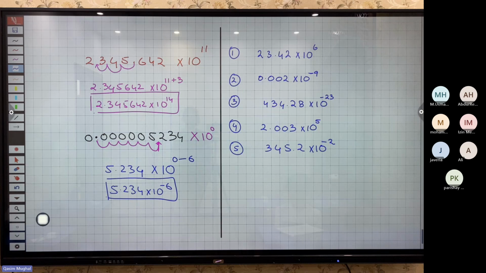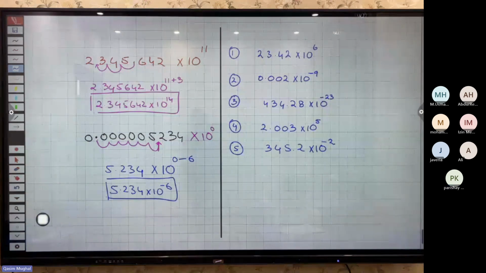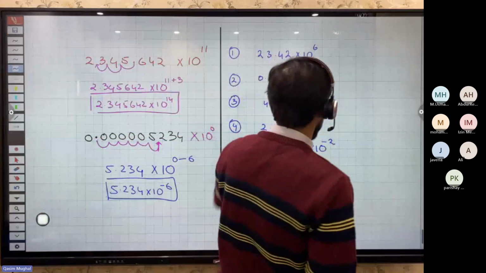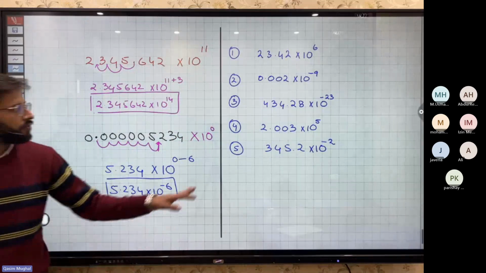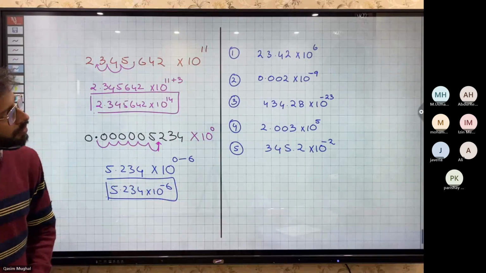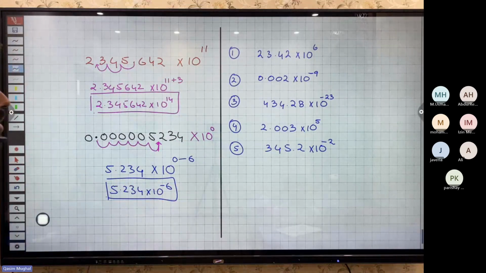Assalamu alaikum, Parisha. I've given these questions which are not in standard form. I've given a task to write them in standard form. If you know it, fine, go ahead. I'm sure you will be able to do it, inshallah.